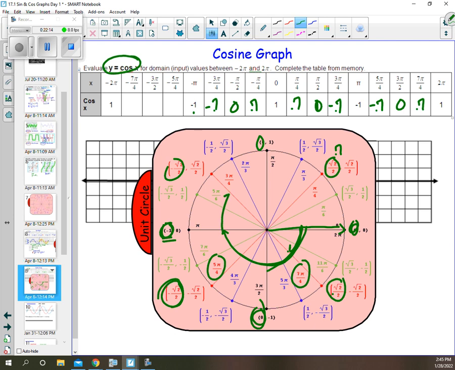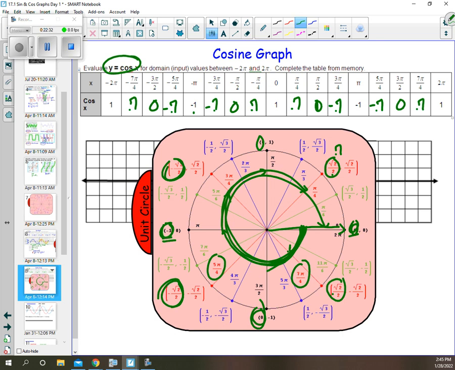Negative 5 pi over 4 puts us into quadrant 2. And then negative 3 pi over 2 gives us back to our 0. Negative 7 pi over 4, almost all the way around, we're back to quadrant 1. And then we have all the way around the circle, we get back to our 1.